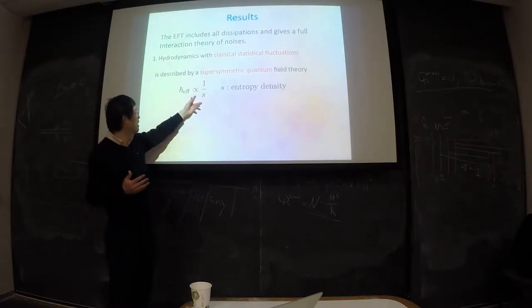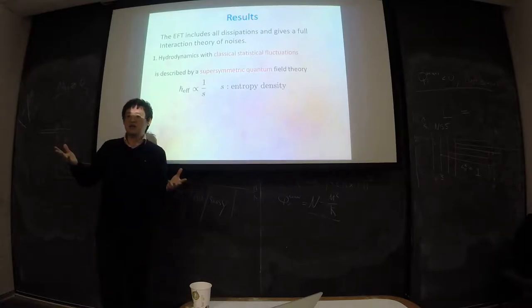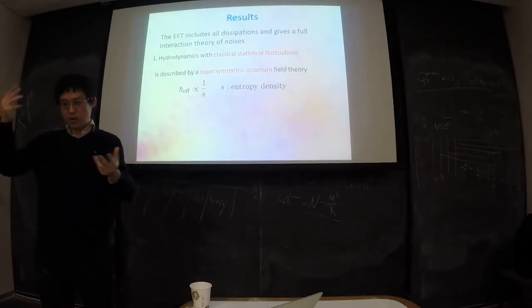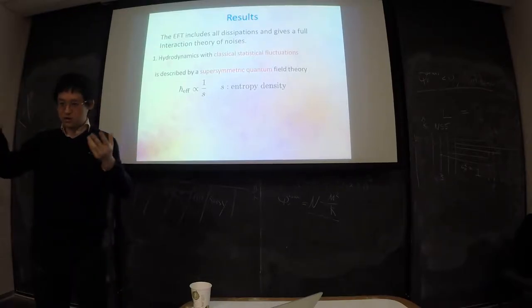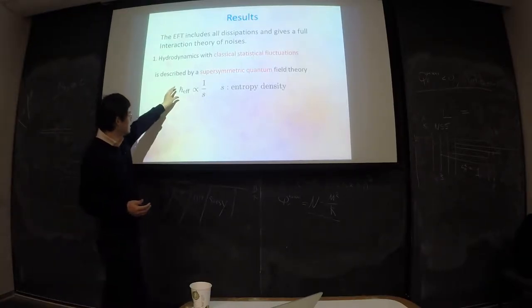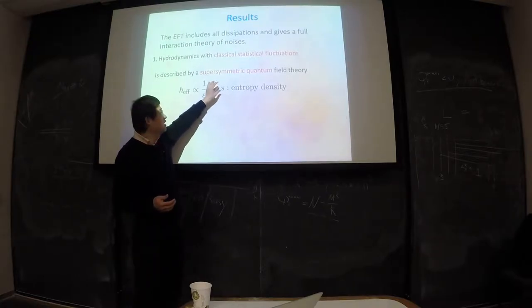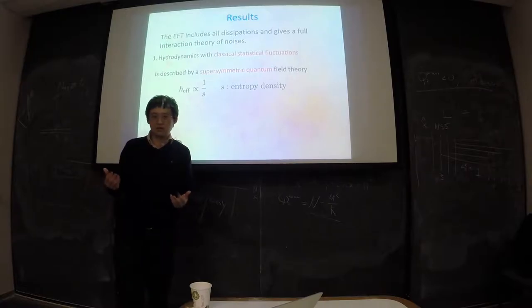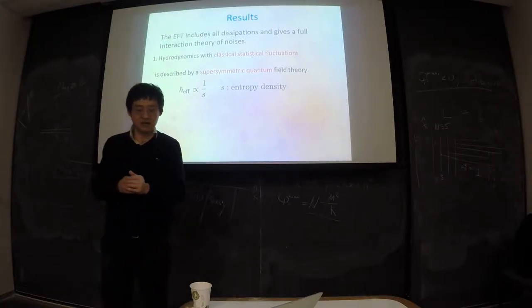And this is on general grounds, because we know that the statistical fluctuation is essentially controlled by one over the number of degrees of freedom, one over the square root of the number of degrees of freedom, etc. The interesting thing is that you will see the emergence of the symmetry. Will you show us that? Yeah, I will show you that.